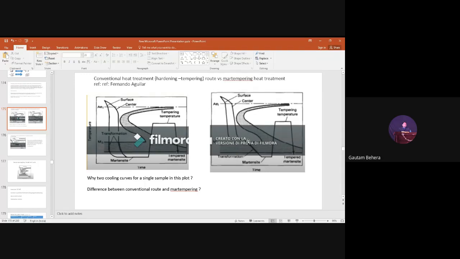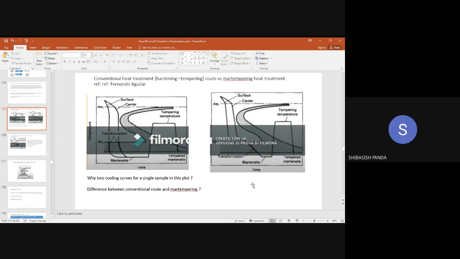So this can be done. Do you think this will be done with the help of air? Can you do that? No, sir. So what do you need? Salt bath. Salt bath furnace. Now I think your doubt is clear. Yes, sir. These things are possible.